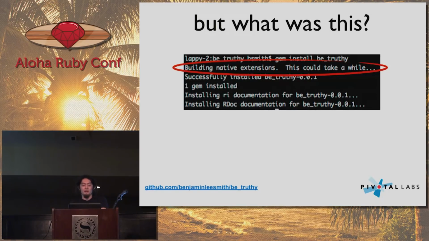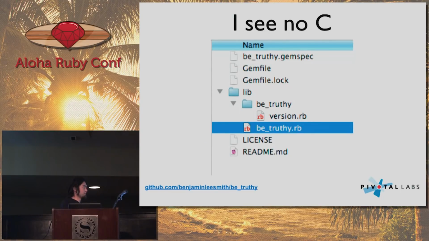When you install this guy, it tells you building native extensions, this could take a while. Now what that usually means is it's compiling some C extension locally on your machine. But when we look at the source tree, there's no C files yet. There's nothing to compile. And when you think about it, RSpec matchers probably don't need C to run. Might be a red flag. So let's dig around a little more.